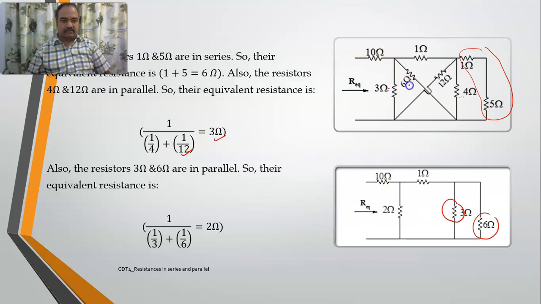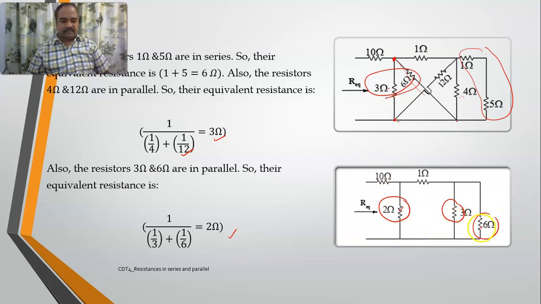Similarly, see these two sets also. 3 ohms is between these points, and 6 ohms is also between the same points. So 3 and 6 are also in parallel. So 1 by 3 plus 1 by 6. So what I'll be getting? 2 ohms. Understood now? Your eyes must be very sharp so that they can easily identify whether they are in series or parallel. 2 ohms. So this is the simplification.